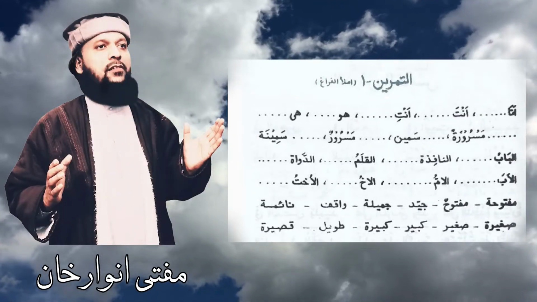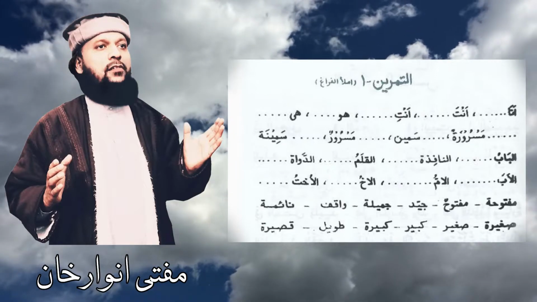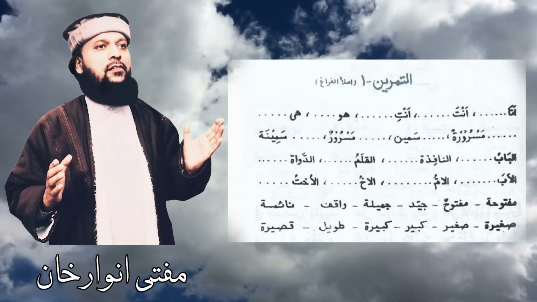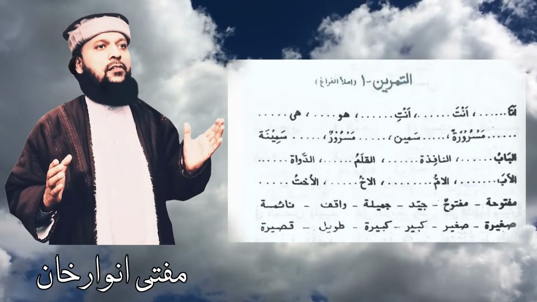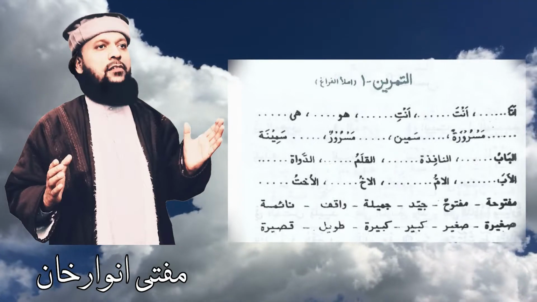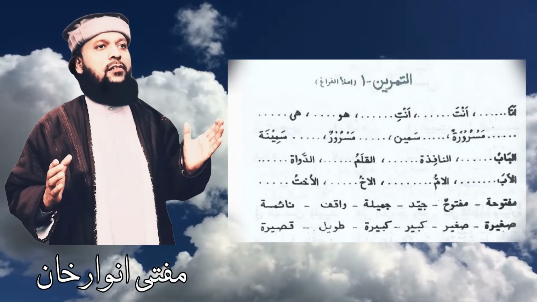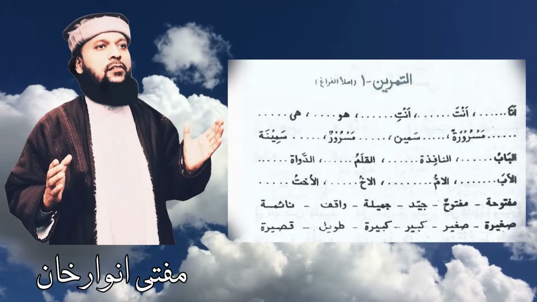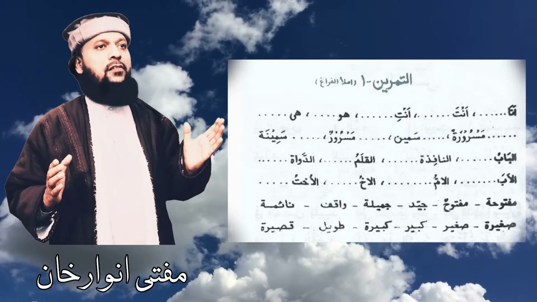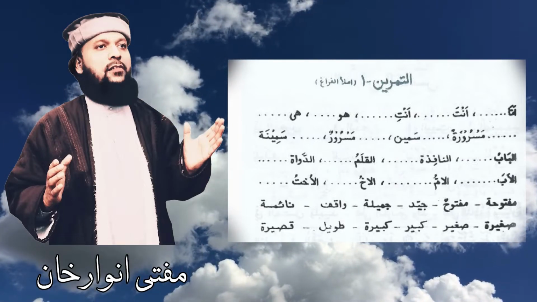And then you have tamreen. Imla il faragh, fill in the blank. For example, you want to say ana masruratun. Ana is used for masculine and feminine both. And anta masrurun, anti masruratun, or you can say anti saminatun, huwa saminun, hiya saminatun. You can use any of them as you like.